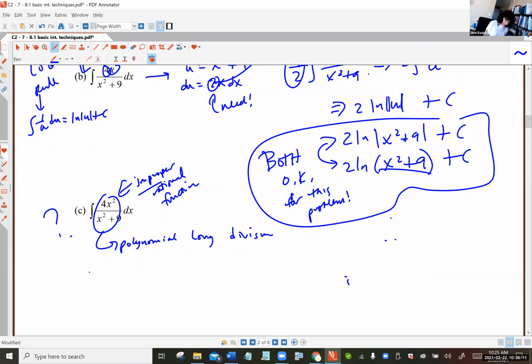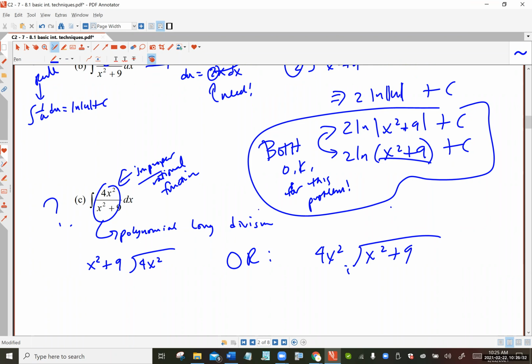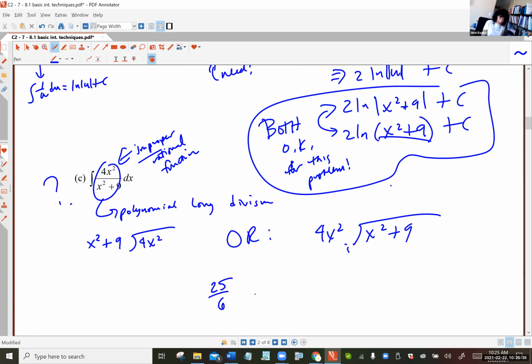So would I go like this? X squared plus 9 goes into 4x squared. Or should I say that 4x squared goes into x squared plus 9? Which one of those is the correct setup? The first one. So like, you know, when we did 25 divided by 6, we said 6 goes into 25 and not 25 goes into 6. So it's the first one?